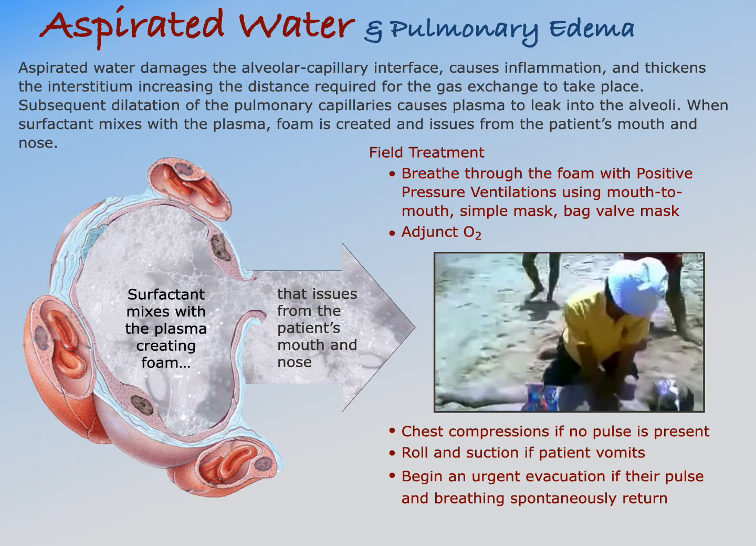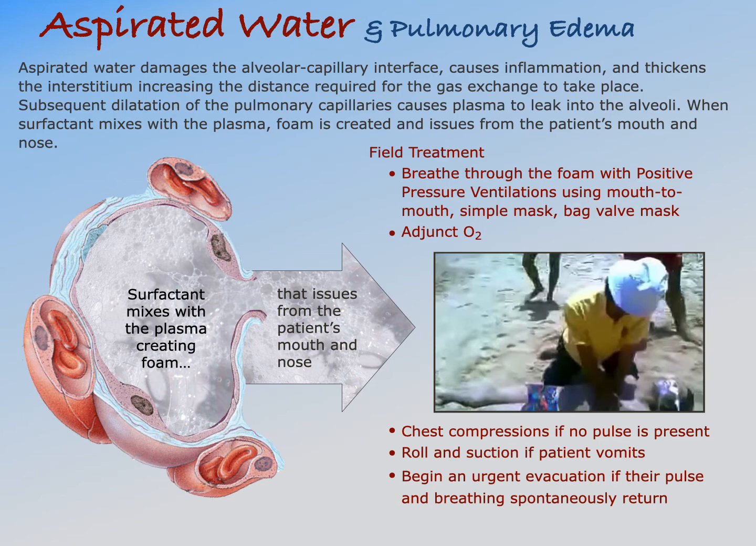So from a treatment perspective, you need to breathe through the foam using positive pressure ventilations. Ignore it. Don't roll them on their side. Don't try to wipe it away. It will keep coming. It's just going to keep coming. And if you're trying to suction it, you're not pushing air into the person's lungs, inflating those alveoli and forcing oxygen into their bloodstream. So what you need to do is ignore it and breathe through it. If you have adjunct oxygen, great. That'll help. And of course, you do chest compressions if they don't have a pulse.